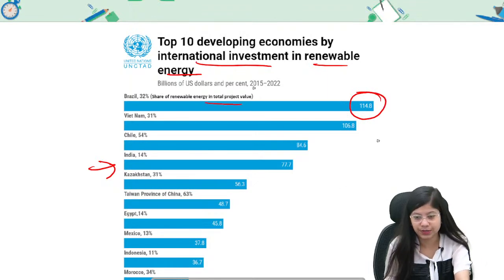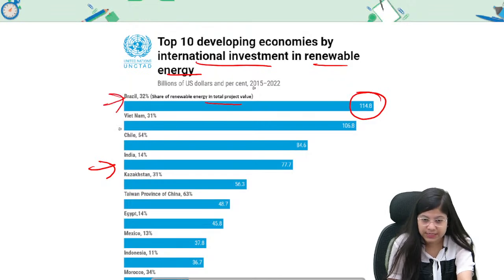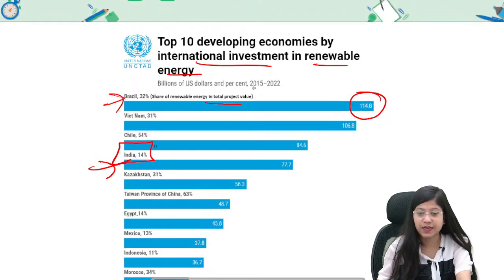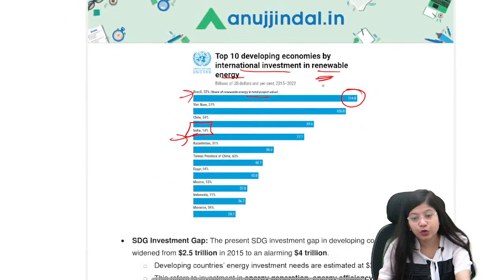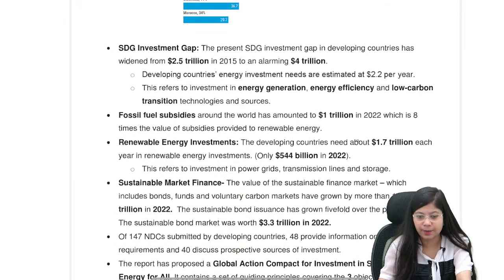project value. So Brazil is at the 1st position, and then we have Vietnam, Chile, and India at the 4th position. As far as the international investment in renewable energy is concerned, the FDI in renewable energy in India.